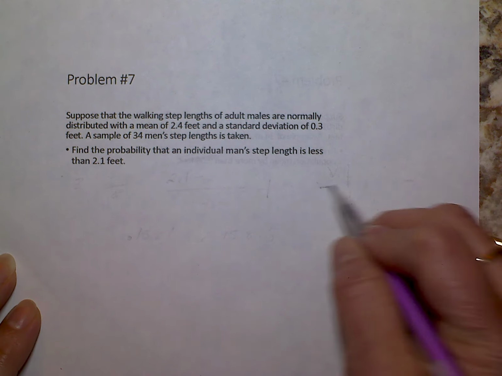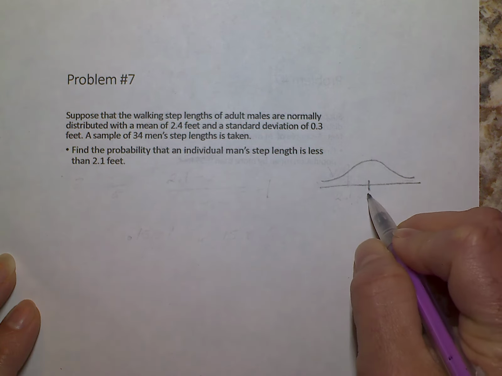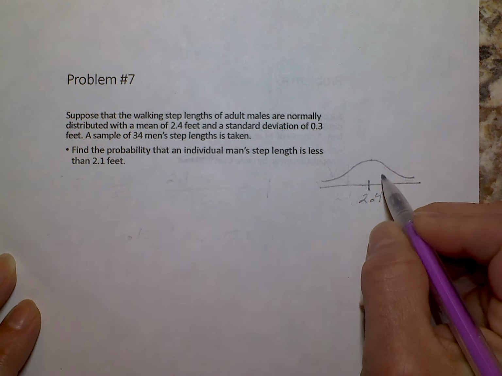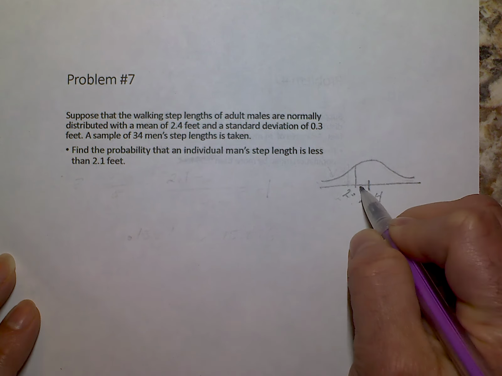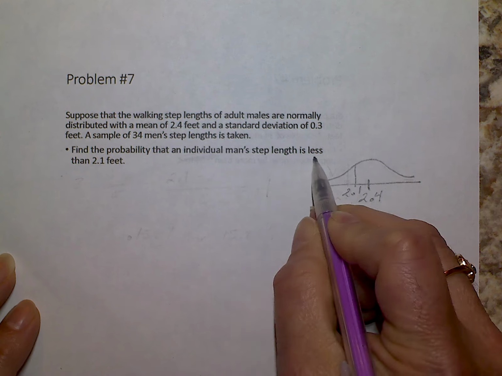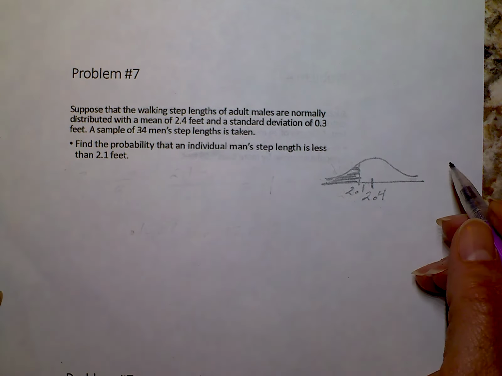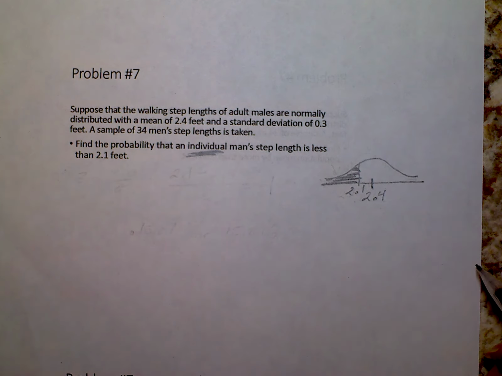Let's put a picture to this and wrap our heads around it, okay? So it's normally distributed, 2.4 is the mean. We have his step length at 2.1, and we want less than that. Now here's the other thing to consider: it's an individual man's step length.